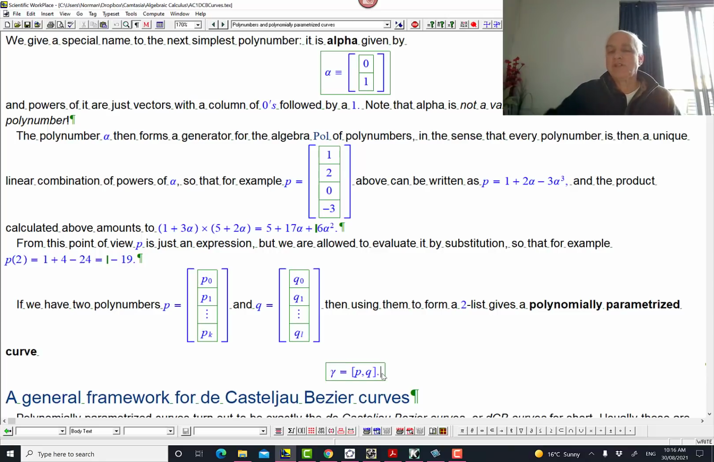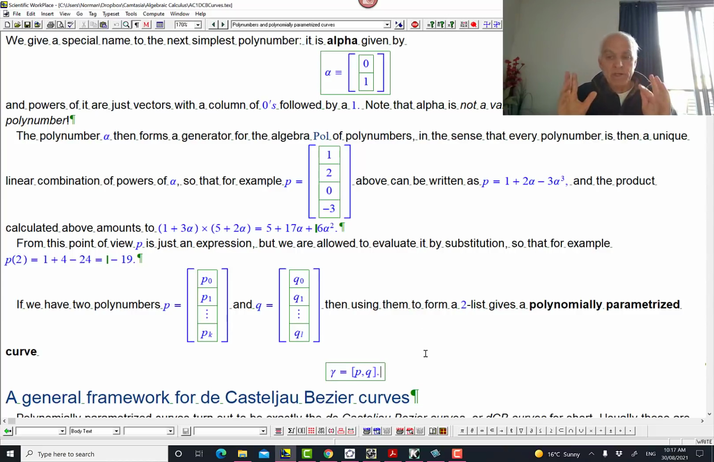So note that a curve is not a set of points. It's a completely finite specifiable object. To encode such a thing on a computer, you would have to create a list with two objects, and each one of these objects would be one of these polynumbers which we've already defined.